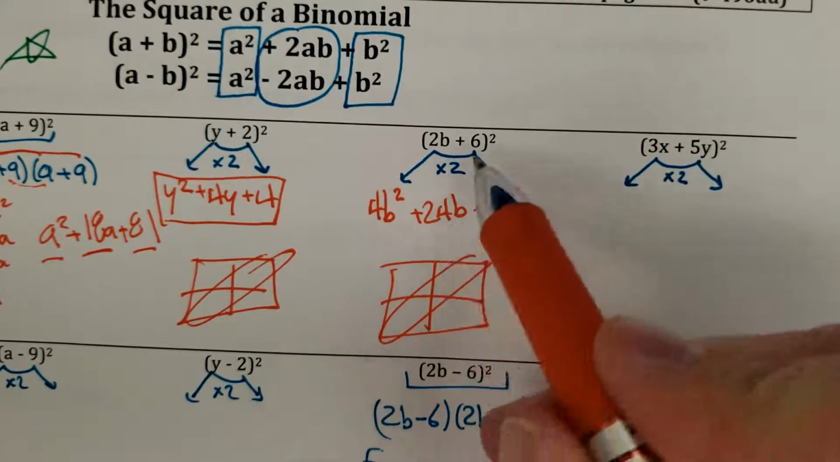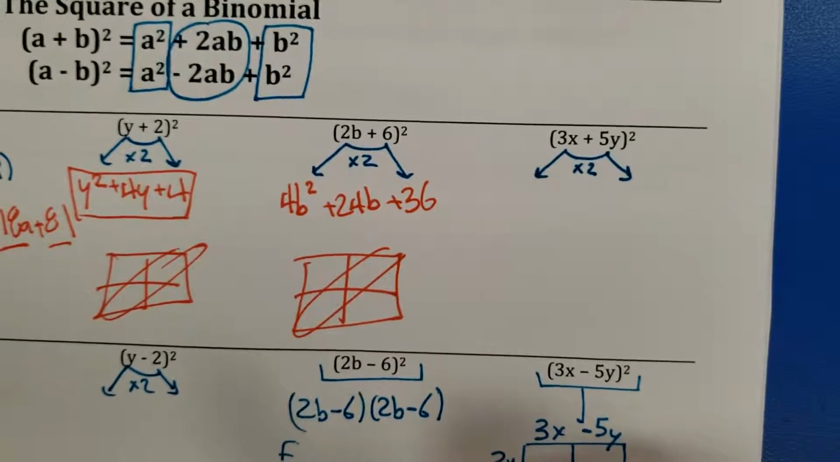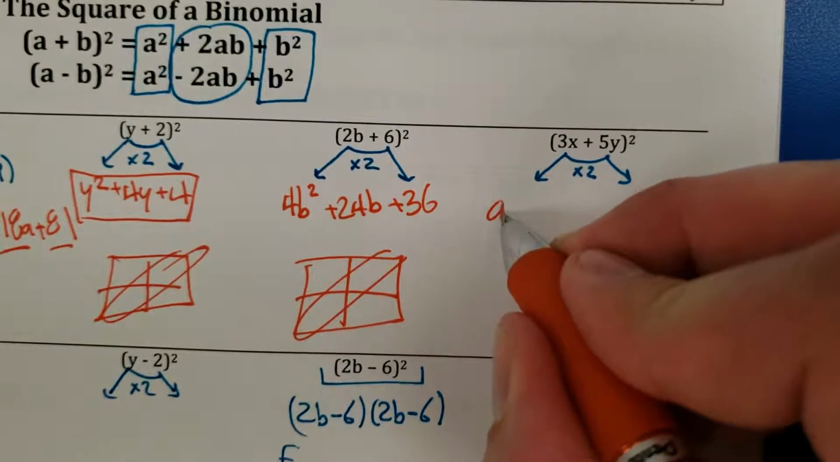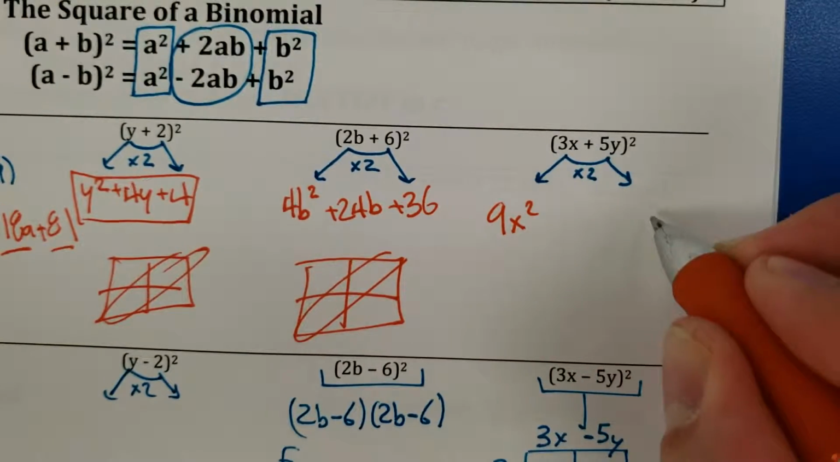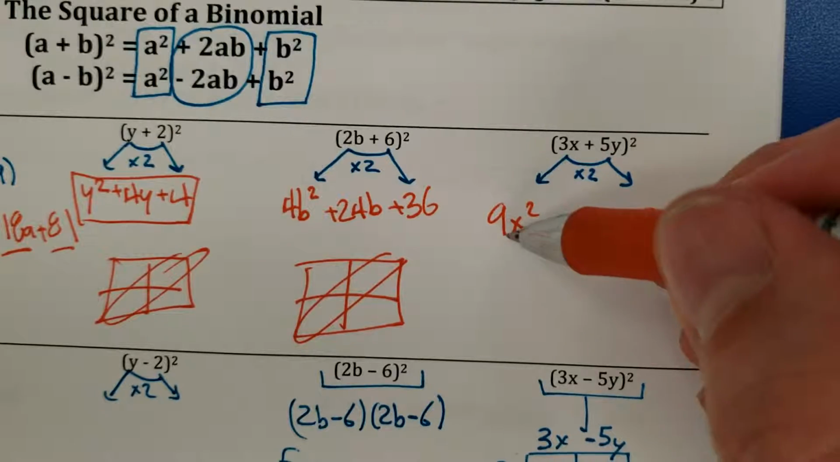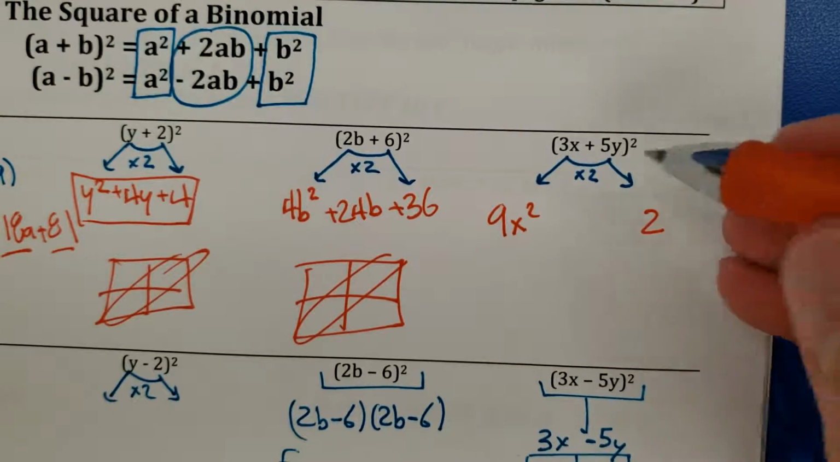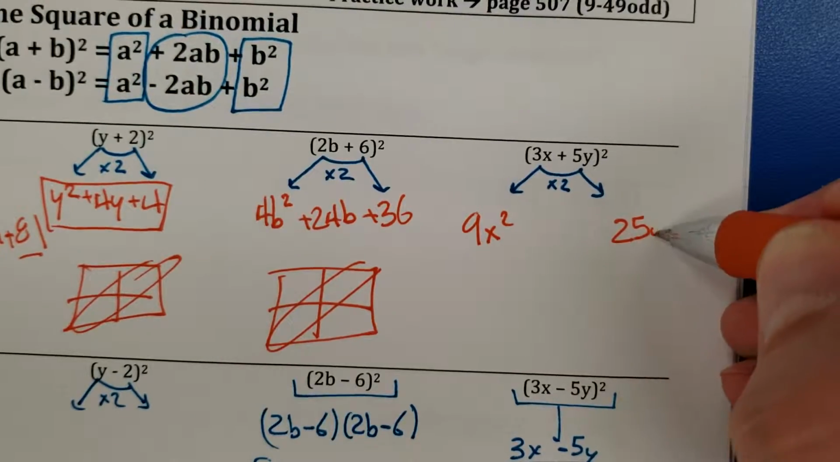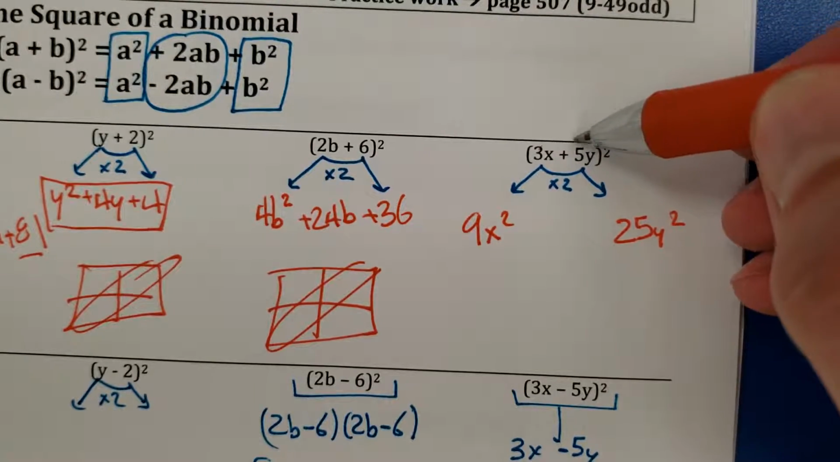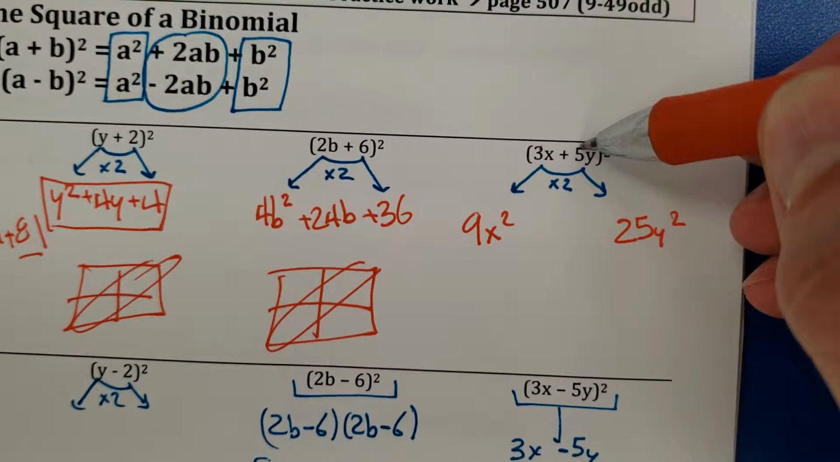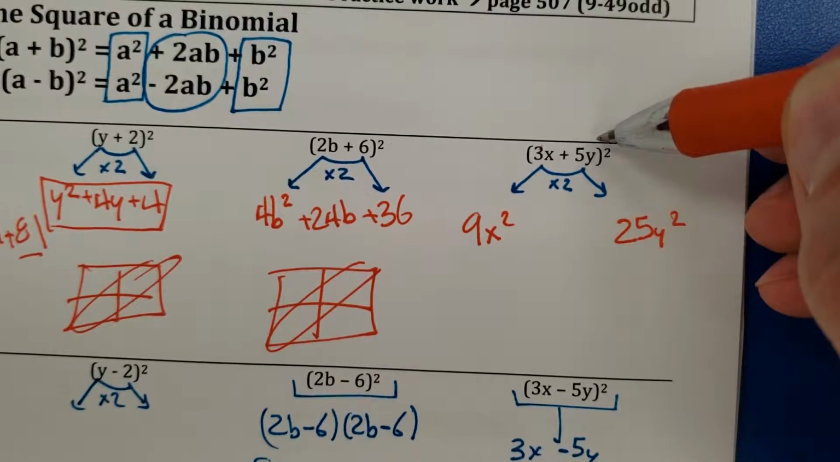Again, if you don't believe me, if you don't think this shortcut works, make a polybox, prove me wrong. Okay, first thing squared. Second thing squared. That's actually what I do. I do the first thing squared, the second thing squared, and then I save the middle for the last move. 25y squared. A single combo would be 5 times 3 is 15xy.